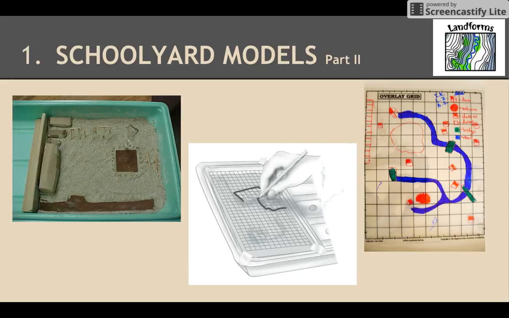Once their model is complete, students will place an overlay transparency on top of the tray and trace their model from an aerial perspective. They will notice that some structures may look very different in both representations, and this will be a great opportunity to compare the different features in their models.